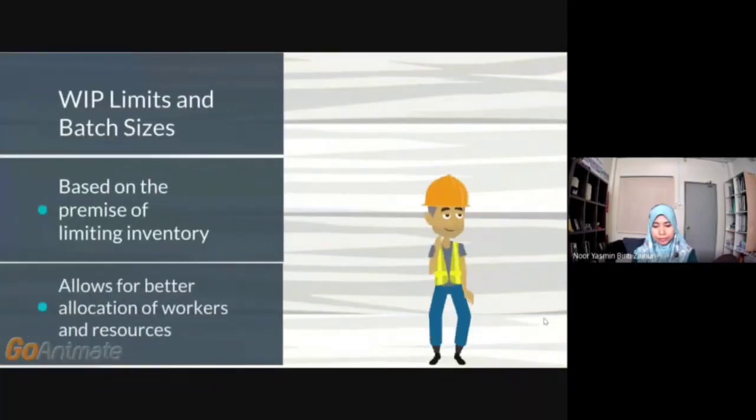The concept of setting work in progress batch sizes is set on the premise of limiting inventory. This allows production systems to make sure that their workers and resources are properly allocated and sufficiently productive in their stations.